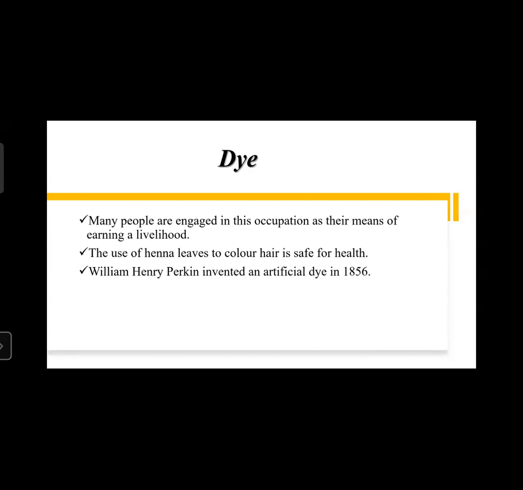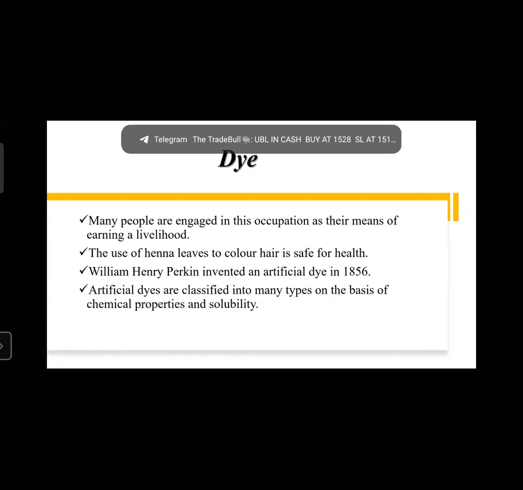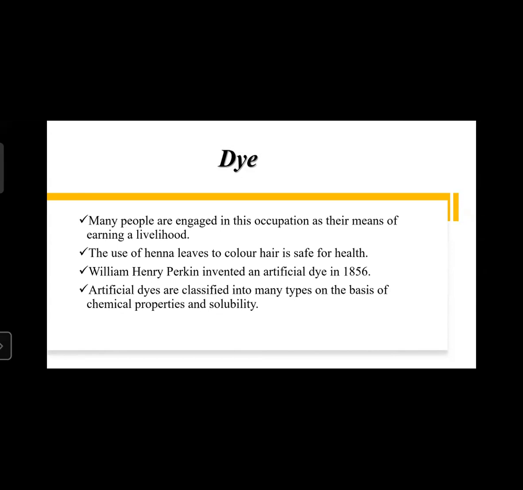William Henry Perkin invented artificial dye in 1856. Till then, natural dyes were famous. Now, artificial dyes are very, very famous, and they are very popular in our day-to-day life also. Artificial dyes are classified mainly into different parts on the basis of their chemical properties and solubility. The petroleum products and minerals are also used in the dye.